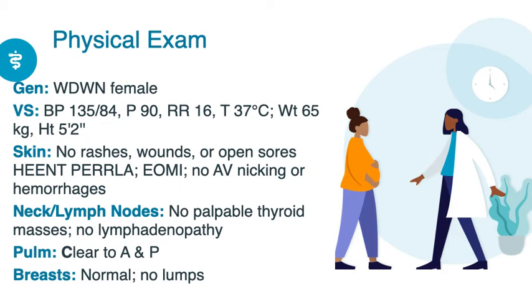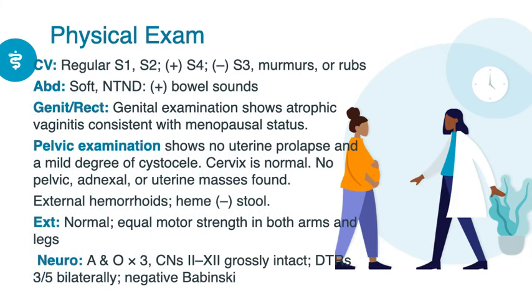no palpable thyroid masses, and no lymphadenopathy. Pulmonary assessment shows that the lungs are clear to A and P, breasts are normal, and no lumps. Cardiovascular exam of the patient shows that she has regular S1 and S2, abdomen is soft, non-tender and non-distensible, and positive for bowel sounds.